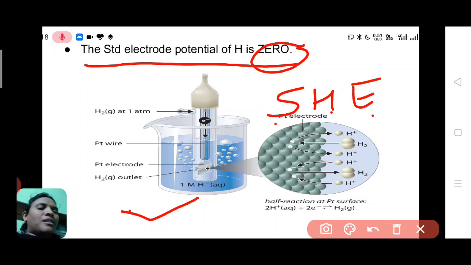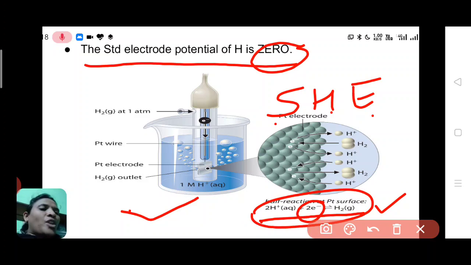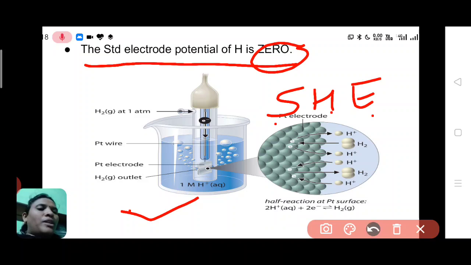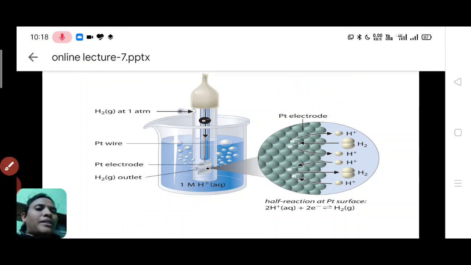So the half reaction taking place on this hydrogen electrode is written like this. Here two hydrogen ions are accepting two electrons. Acceptance of electrons is called reduction, so a reduction reaction is taking place in the hydrogen electrode. Due to this reaction, whatever potential is developed on this cell is measured by a voltmeter. Whatever reading the voltmeter shows is called its standard electrode potential.